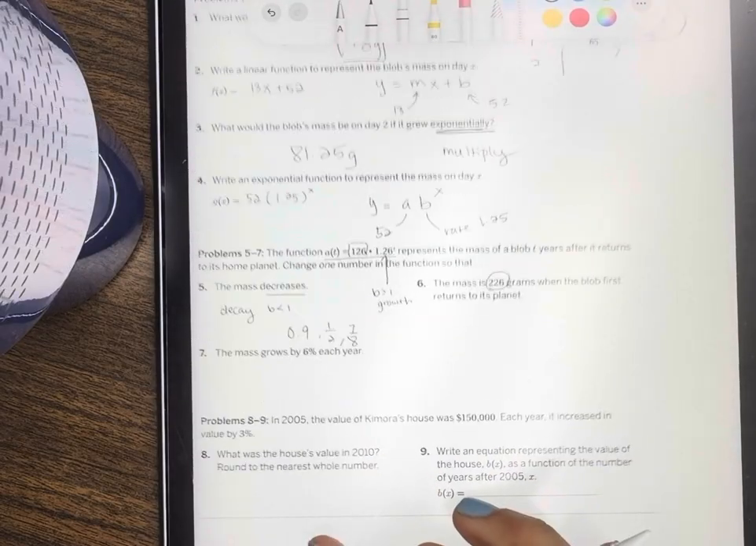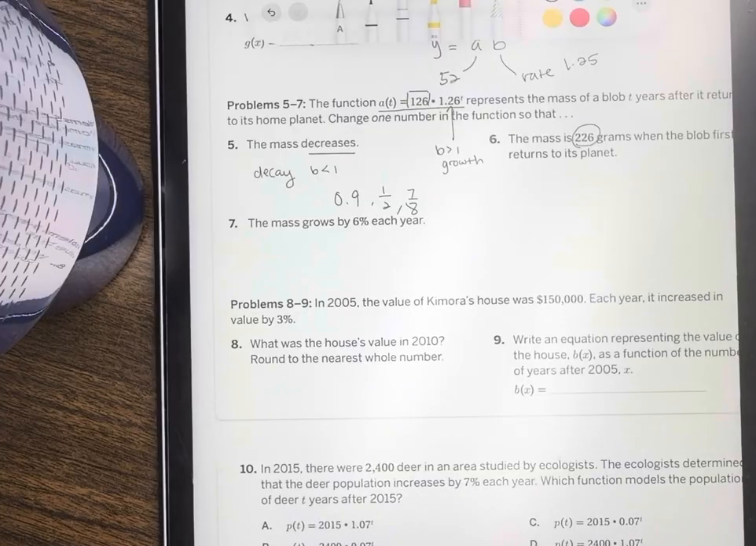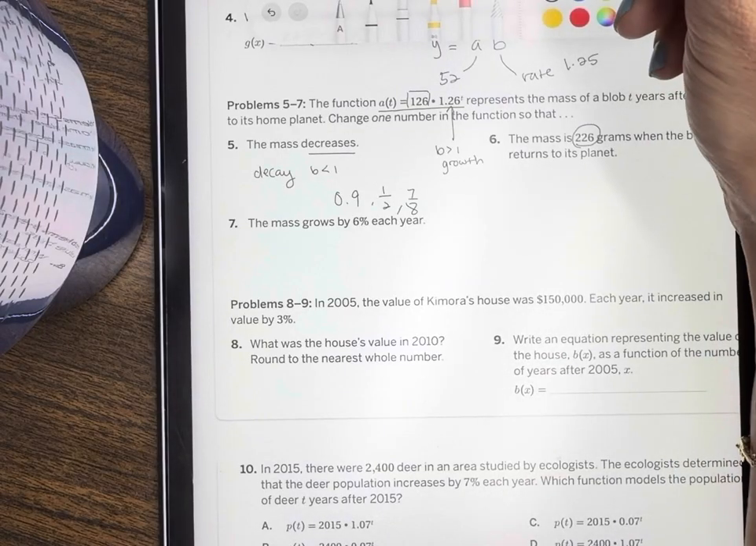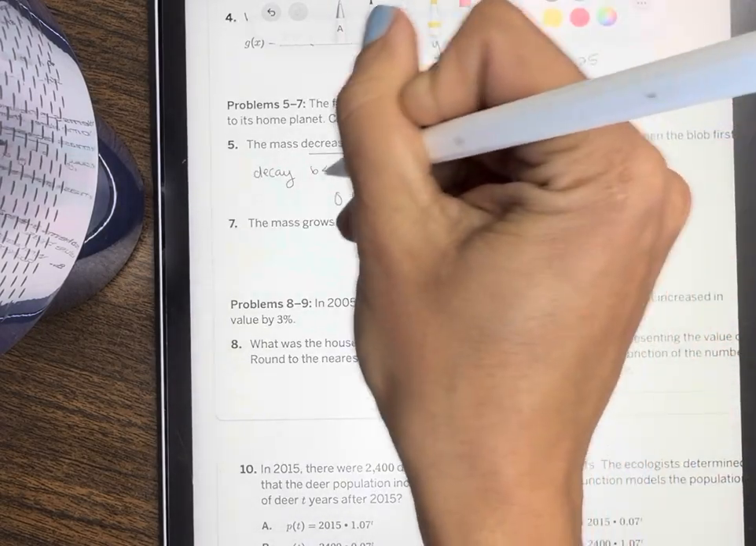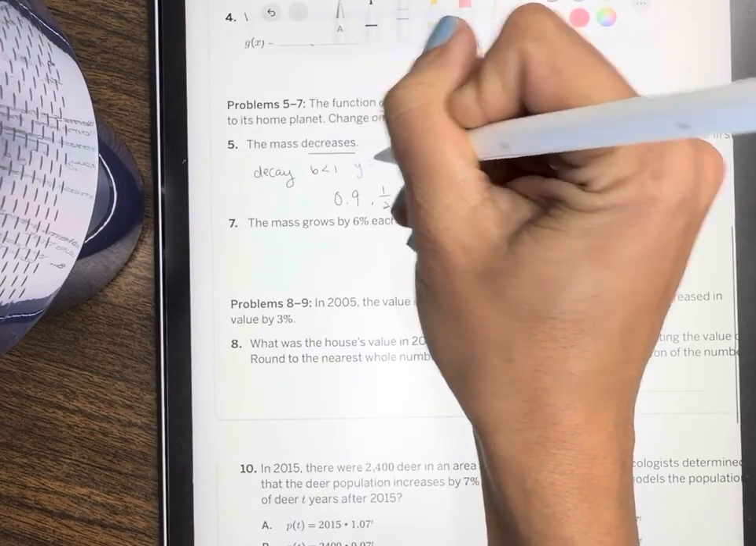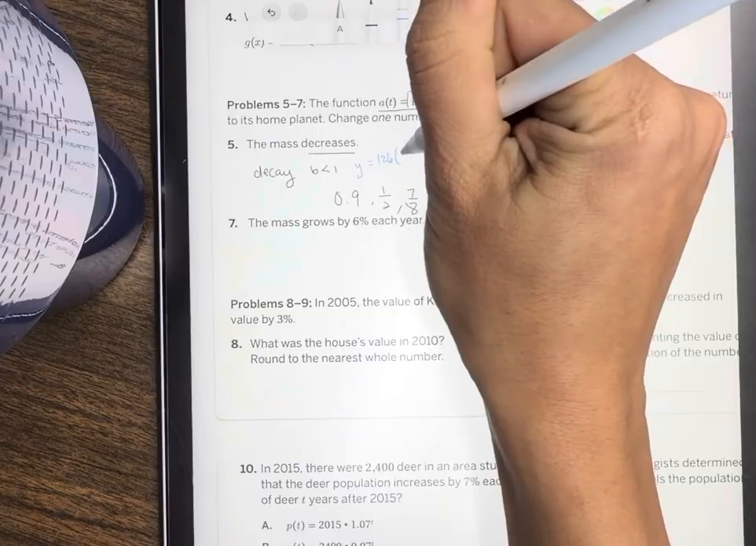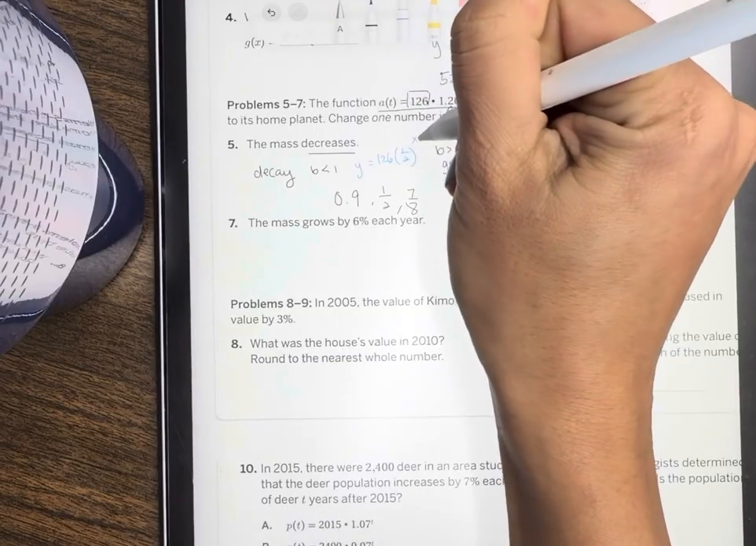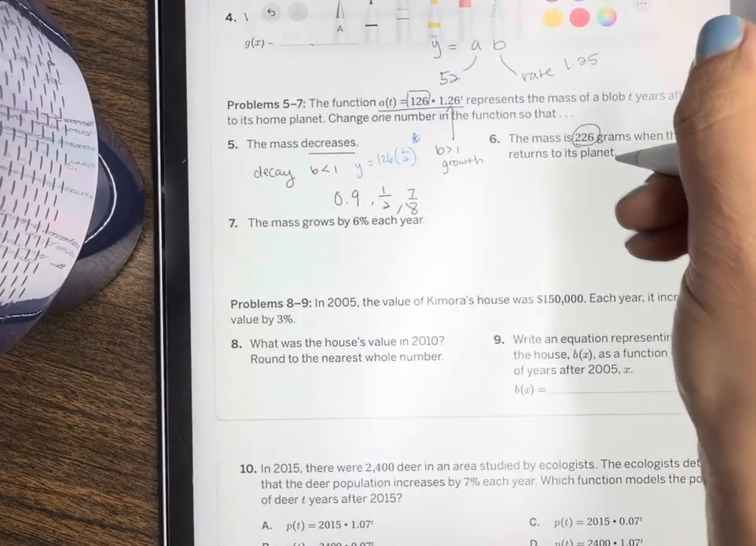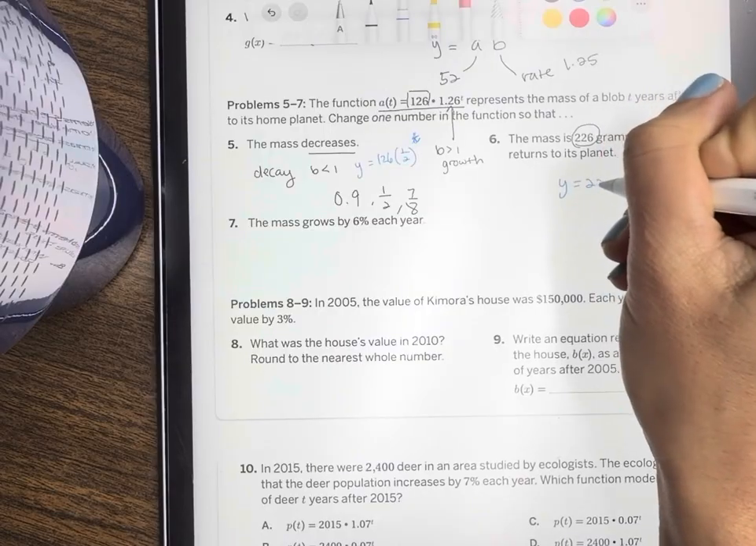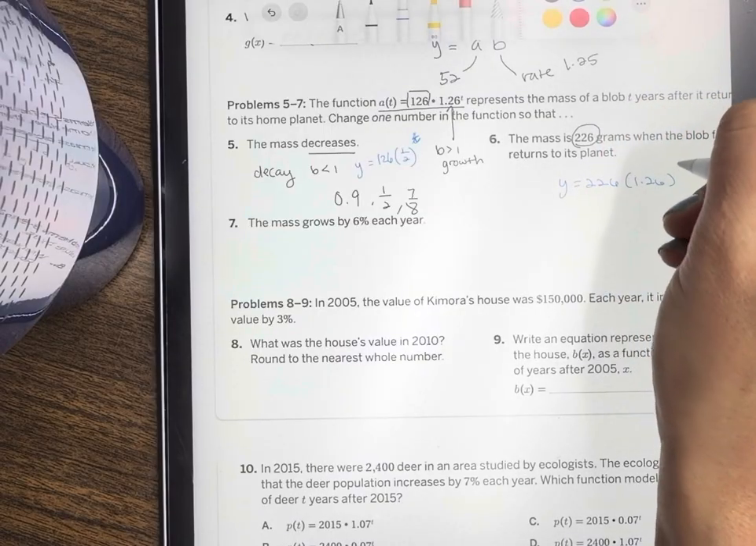Okay. And now we want the mass. Okay, I didn't write the equations because I'm getting lazy, but I feel bad about it. Here we go. We're going to have here y equals 126 times any of these. I'll go with 1/2 to the x or to the t. Over here, we're going to have y equals 226 times 1.26 to the t.